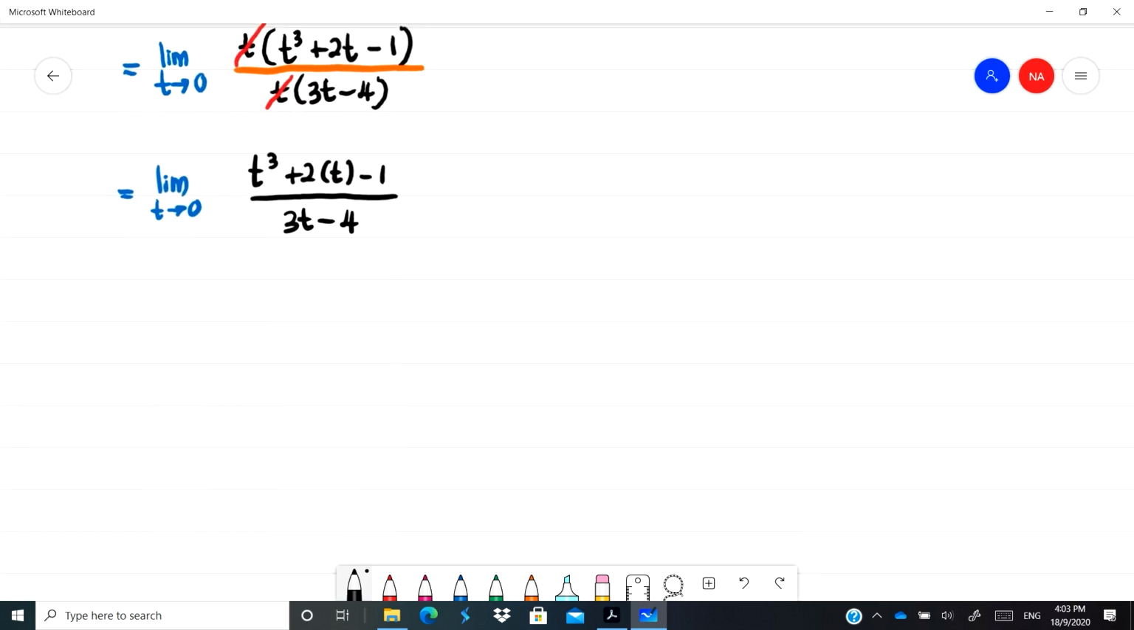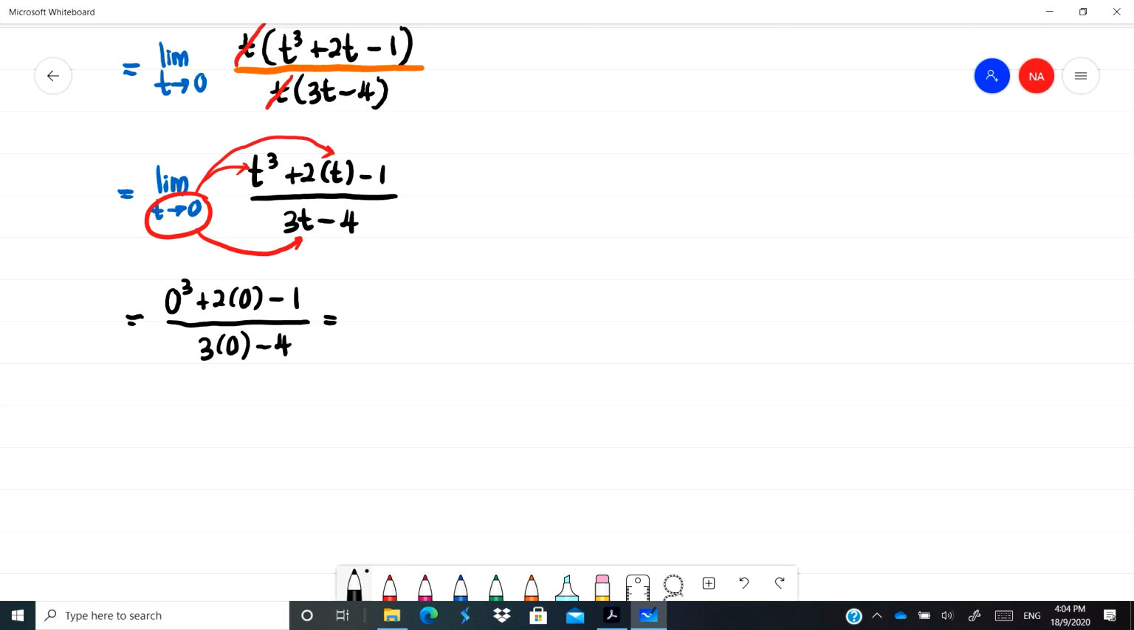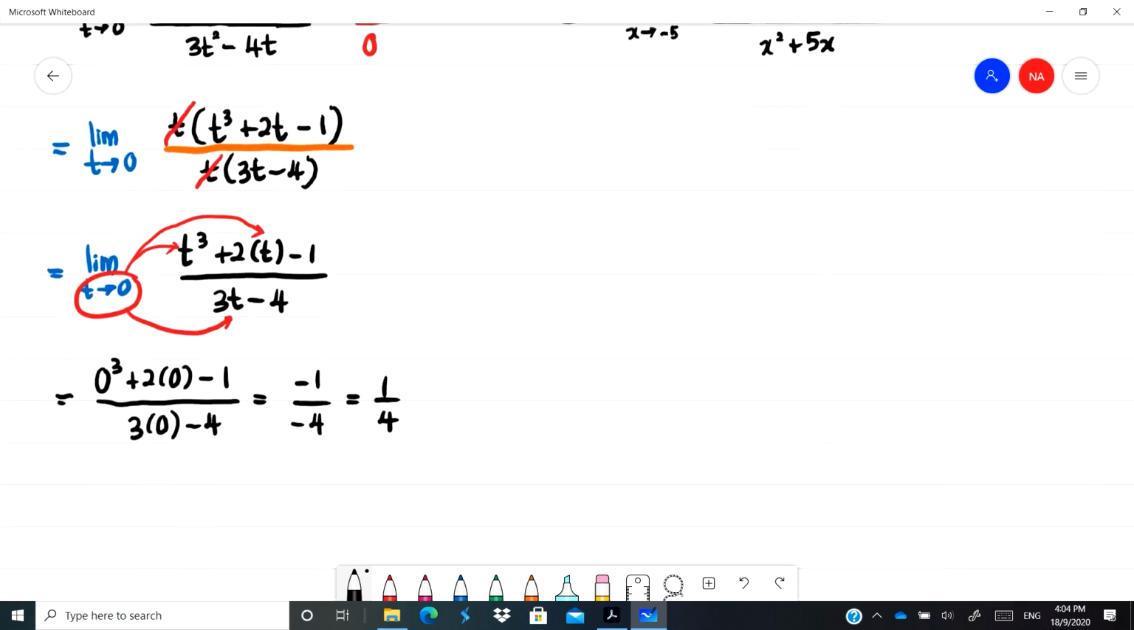Now substitute the value of t with 0. We are going to substitute each t with 0. So in the final answer you will have 0 to the power of 3 plus 2 multiplied by 0, please show this in your working, over 3 multiplied by 0 minus 4. Your final answer will be negative 1 over negative 4, which can be simplified as 1 over 4. If you don't know this, that will be very bad.